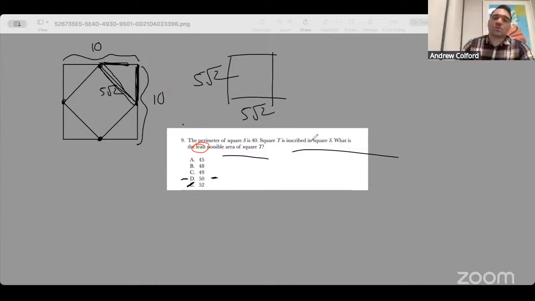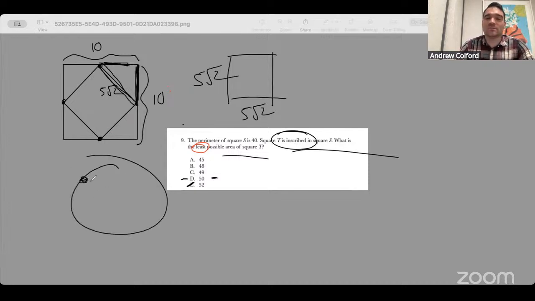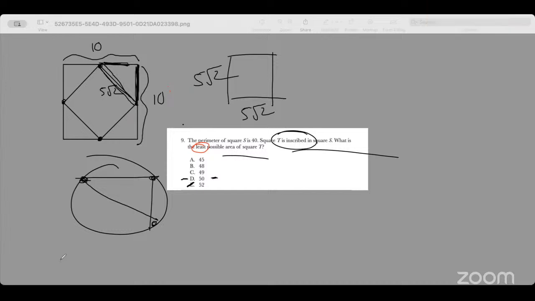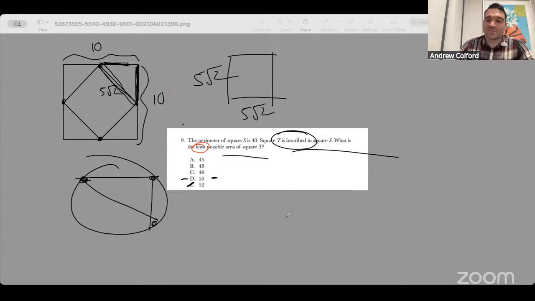So, inscribed means all vertices are touching. If a triangle is inscribed in a circle, then we're talking about something that looks like this, right? Or if a square or a pentagon is inscribed in a circle, then all 5 sides.